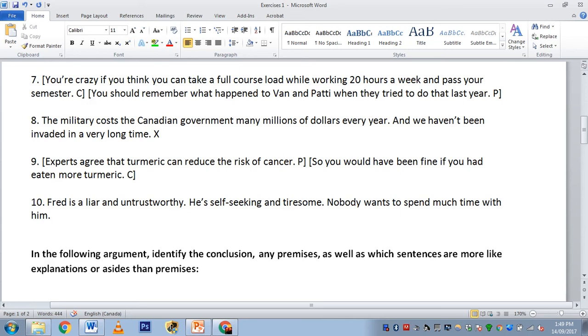Okay. So Fred is a liar and untrustworthy. He's self-seeking and tiresome. Nobody wants to spend much time with him. Now, this is one of those ambiguous ones: is this potentially an argument? Supposing this is an argument, what would be the conclusion? Good.